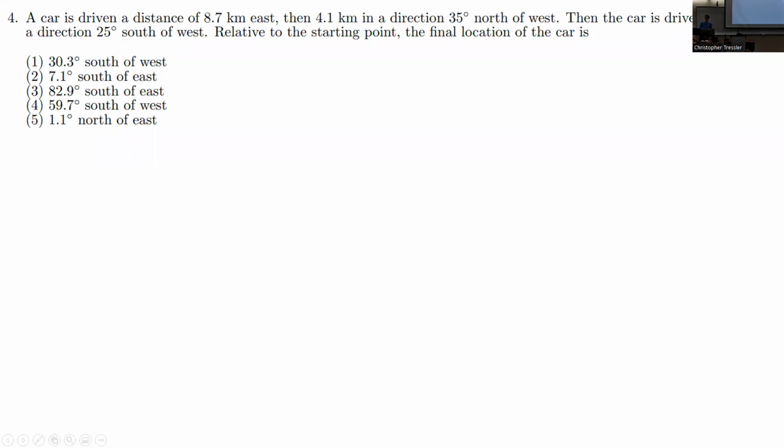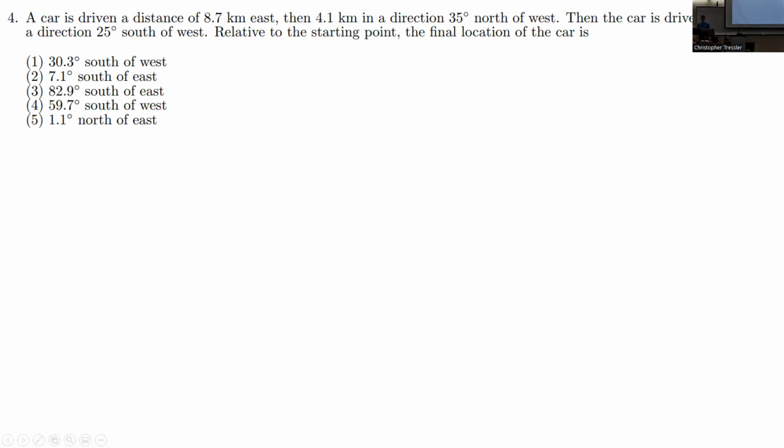A car is driven a distance of 8.7 kilometers east, then 4.1 kilometers in the direction 35 degrees north of west. Then the car is driven 7.2 kilometers in a direction 25 degrees south of west. Relative to the starting point, the final location of the car is... all right, this is where I'm going to tell you guys, don't just try doing the math on this problem. It's going to be complicated.